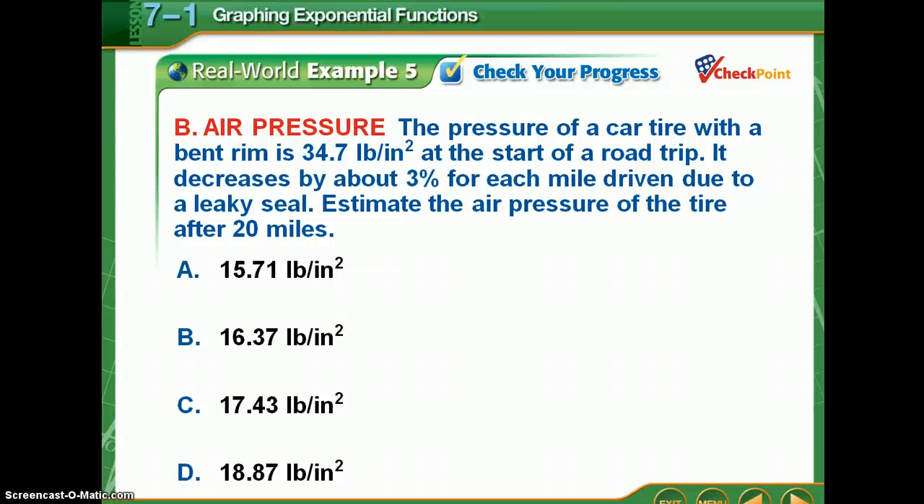So now we are going to use that other formula. And we're going to substitute in for 20 miles. Pause this, do your calculations, and come back and check your answer. Good job. The answer is 18.87 pounds per square inch.